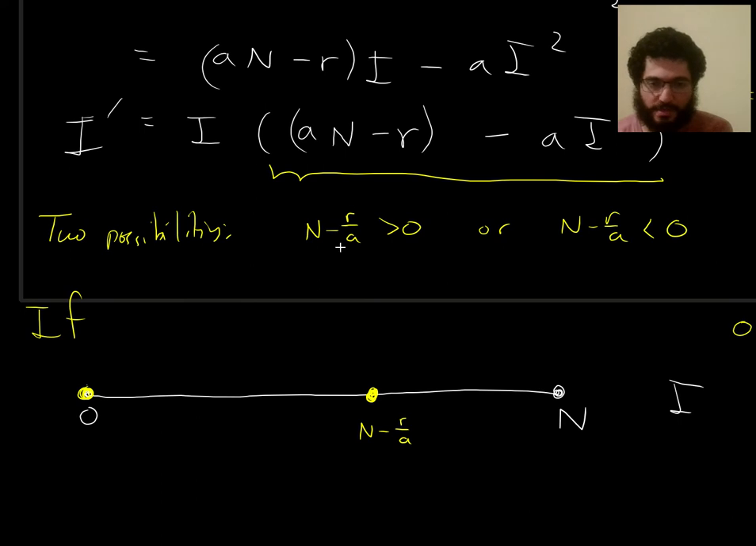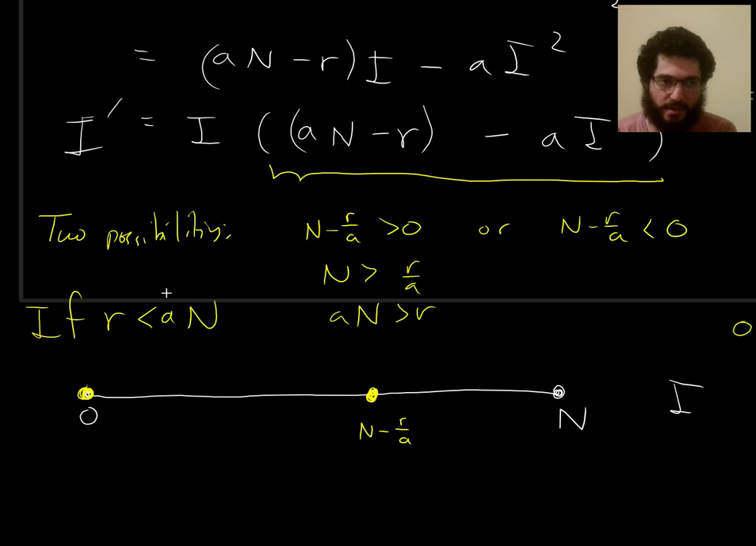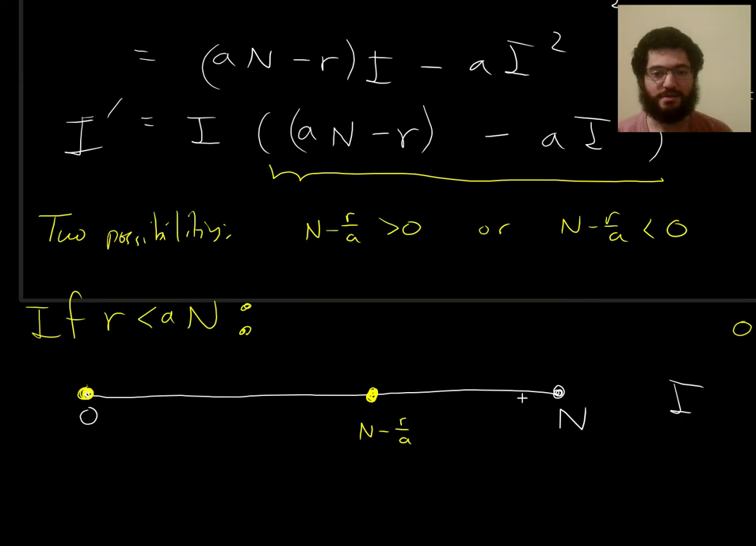and actually we can write that in a nicer way, right? This being greater than 0 is equivalent to saying n is greater than r over a, which is equivalent to saying an is greater than r. So to say this is greater than 0 is to say that r is less than an. Okay, so if this critical point, this yellow dot here, is to the right of this yellow dot, greater than 0, in other words, if this is true, then this is our picture. This is our phase diagram.